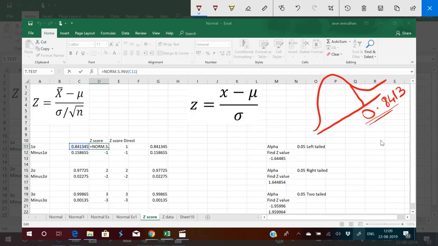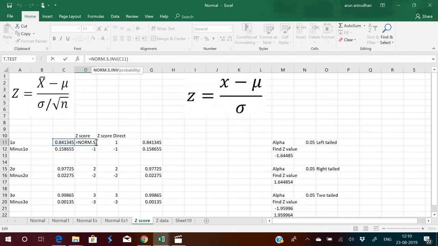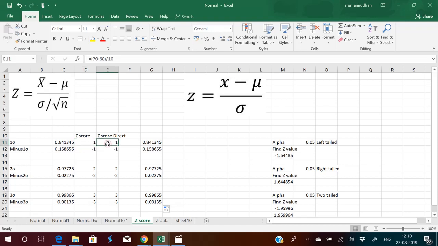You have to use these functions. Okay, so when you use the function, you get 1. You can just verify using the direct formula. What is the direct formula? x minus mu by sigma, and you get the same value.